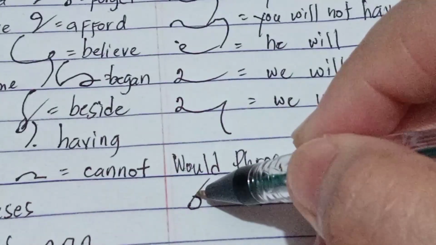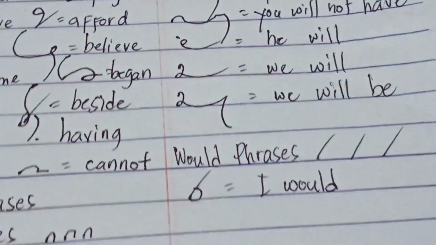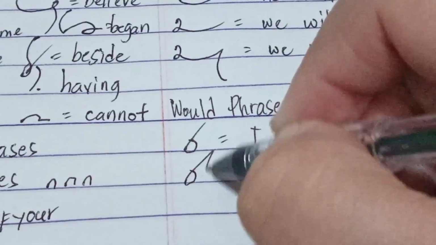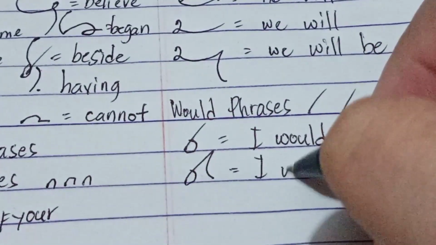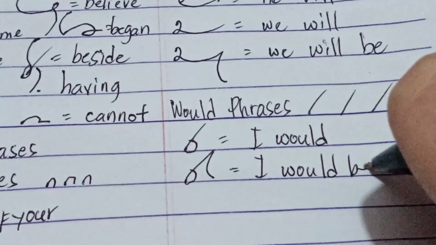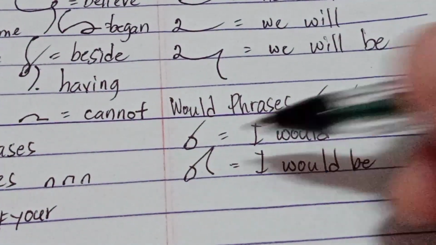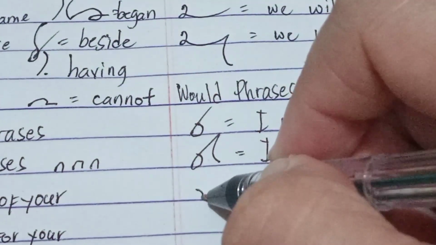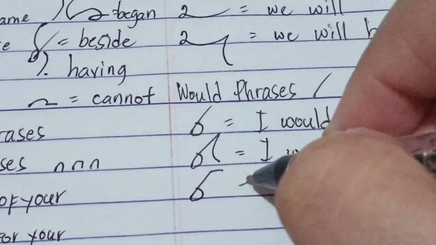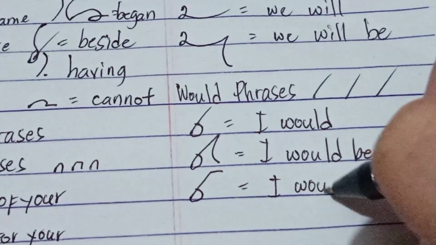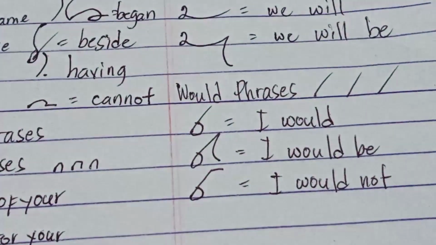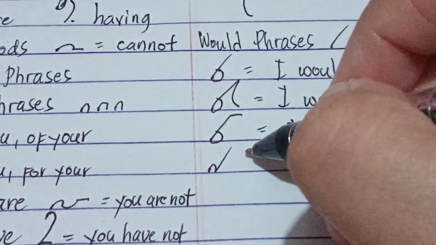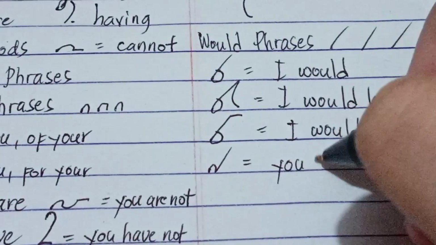Saan yung I? This is the big circle I and this is the would. Then next, if I write I would and be, so this is I would be. Next, if I write I, then would at saka not, so this is I would not.